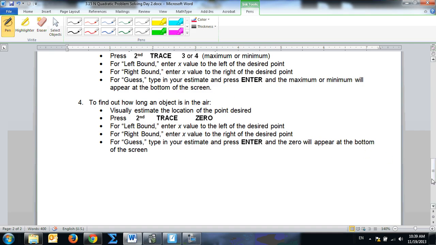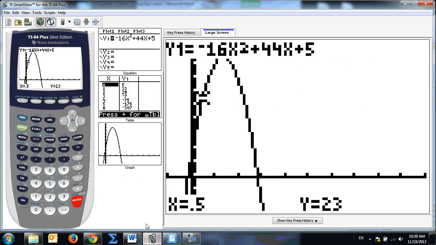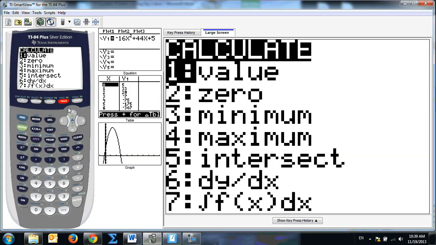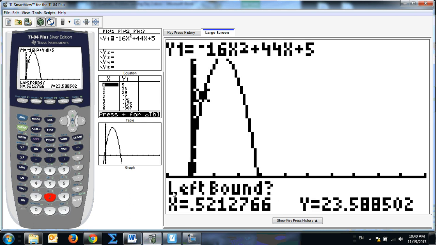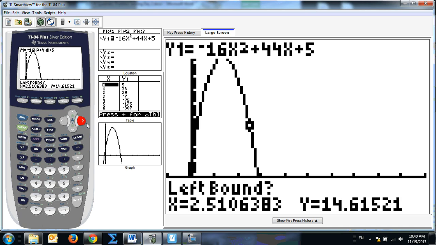Okay? So what we're going to use here to find when the height is 0 is second calc 0. So let's see, second calc, and I'm going to use number 2, 0. All right, when it says left bound question mark, that means you go to the left of your 0. So I'm going to arrow over. You only use right and left. Don't use up or down. I'm going to arrow over to where I'm still to the left of my 0. And I'm going to press enter.